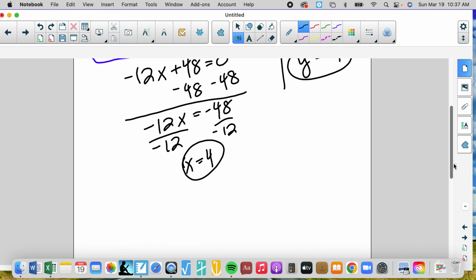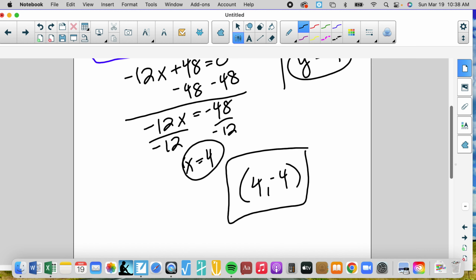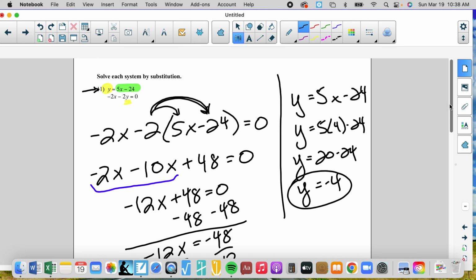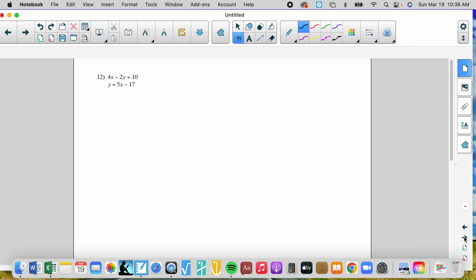So we have been able to write it as a coordinate. Do not use solution sets. If you write a solution set, I'm going to minus it off. If you don't write it as a coordinate, I'm going to minus it off. So be aware, you've been warned.